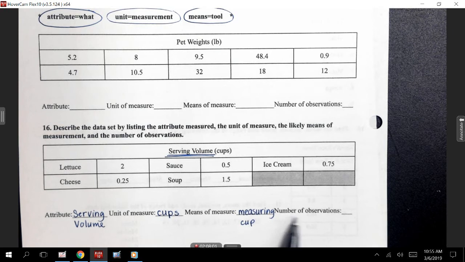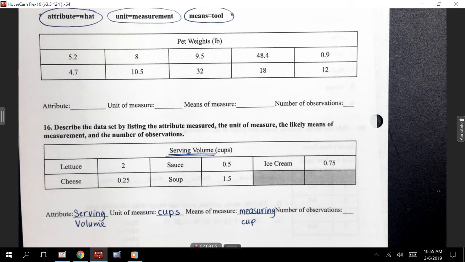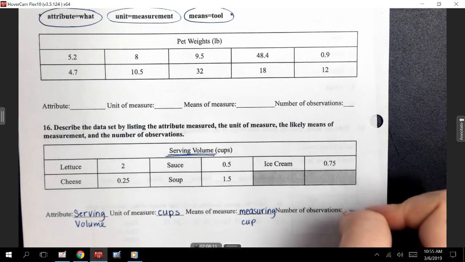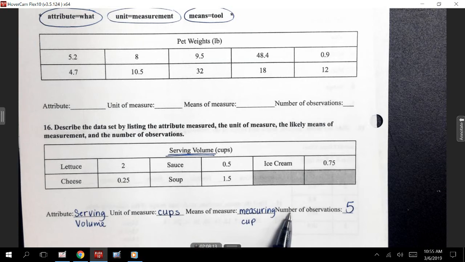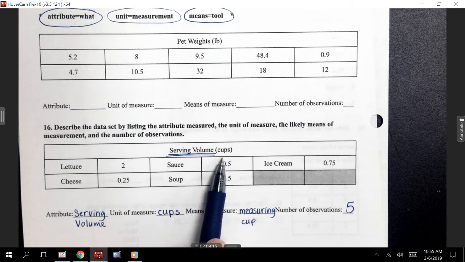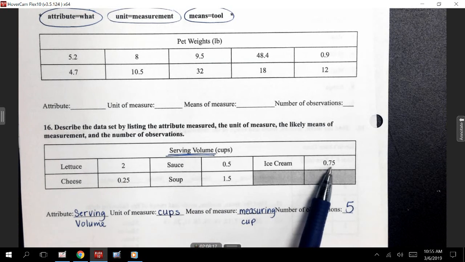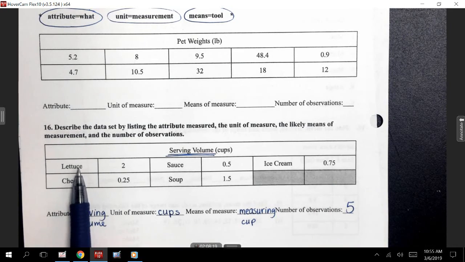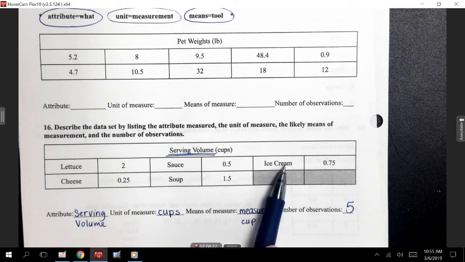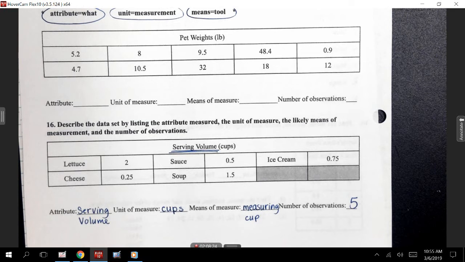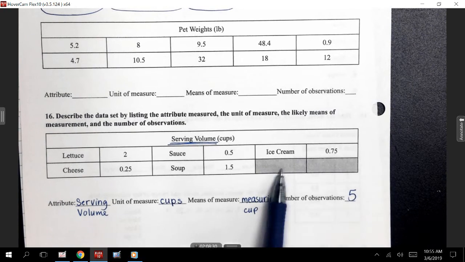Then the last thing says number of observations. How many different things did I observe in that chart? Camilla? 5. That's also basically the number of numbers. 1, 2, 3, 4, 5. I observed lettuce, cheese, sauce, soup, and ice cream. That's 5 things. Do y'all agree? So I had 5 observations. Yes, sir. There's nothing there. That's why it's grayed out.